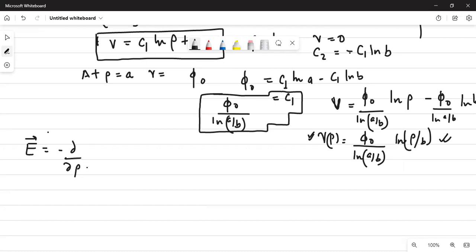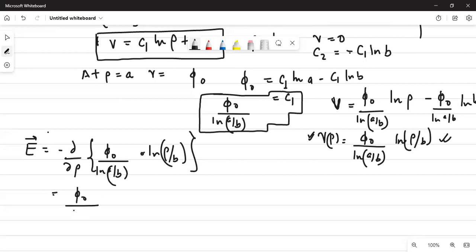Derivative here, you can take a total derivative also, partial not required, since V is only a function of rho. So ln of a by b will come here, and here you will have ln of rho upon b, and you just take the derivative. So if I just take the derivative part, this is like phi naught upon ln of a by b, and this negative you just absorb it here, so it will be b upon a here.